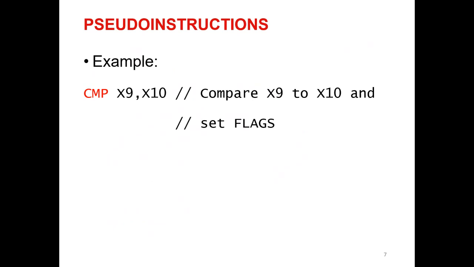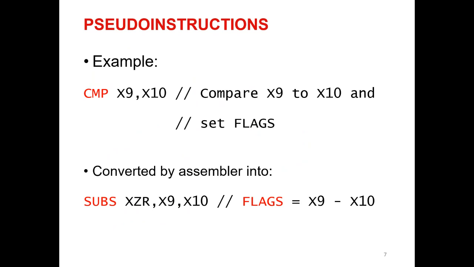Compare. In this case, we are comparing the content of register 9 to the content of register 10. What actually happens with this instruction, again, is that it is converted to this other instruction, which is just making a subtraction of both registers. Makes sense?